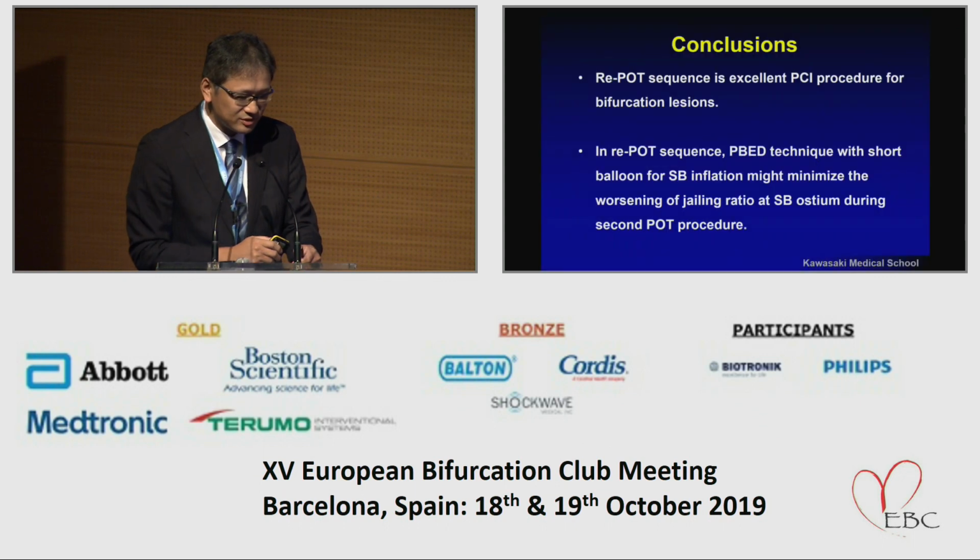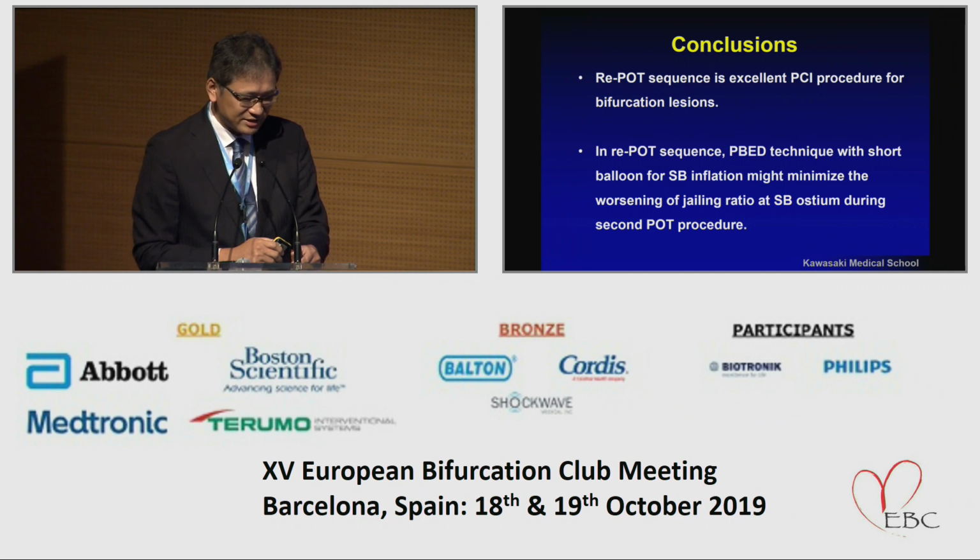In conclusion, rewire sequence is an excellent procedure for bifurcation lesions. In rewire sequence, the proximal balloon edge dilatation technique with a short balloon for side branch inflation might minimize the worsening of gapping ratio at the side branch ostium during the second POT procedure.